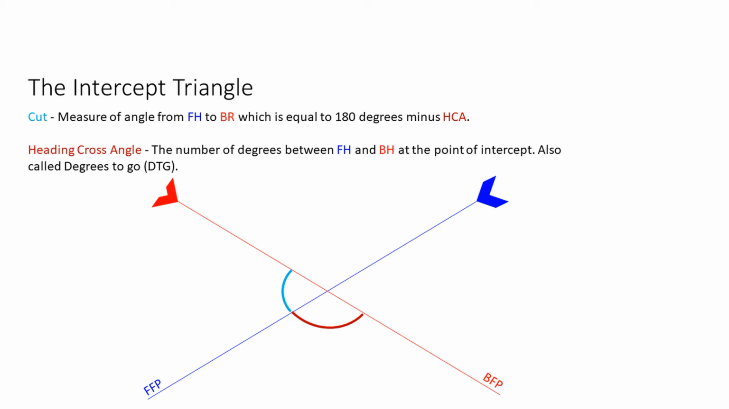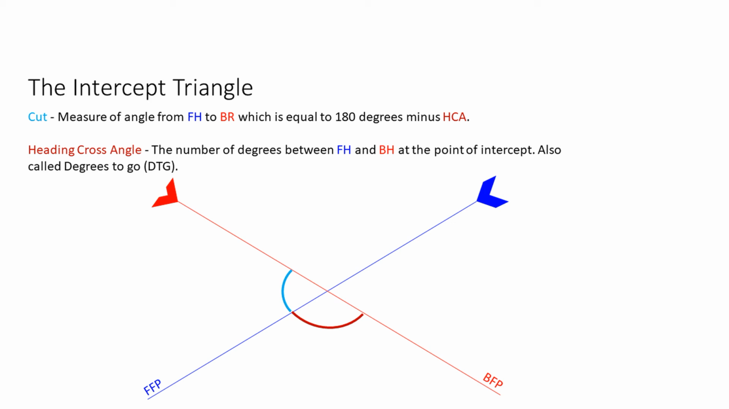And I'm starting to run out of colors here, but first we're going to look at the cut. And that is the measure of the angle from the fighter heading to the bandit reciprocal, the BR. We'll come back to that later. Which is equal to 180 degrees minus the heading cross angle, which is our next definition, and that's the number of degrees between the fighter heading and the bandit heading.